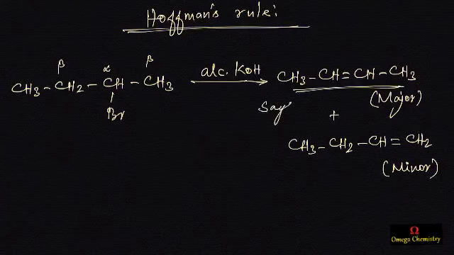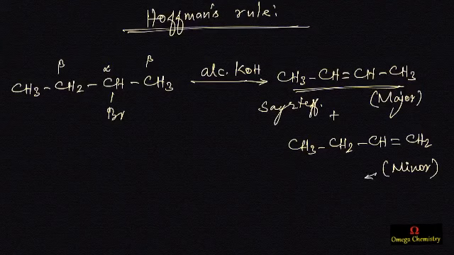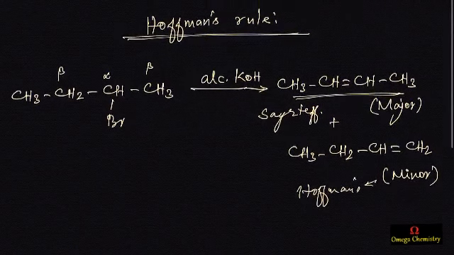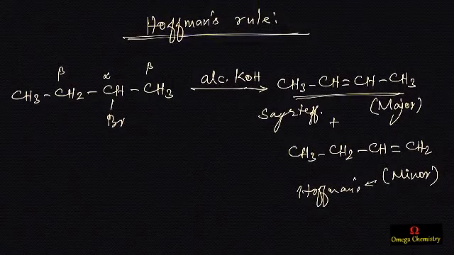We know that Zeistoff rule says that more substituted alkene is the major product and the less substituted product is the minor product, what I will call as Hoffman's product. Right, Hoffman's product. But in some cases, Hoffman product will be the major product. We are going to look at what are all the situations that will lead to the formation of Hoffman's product.